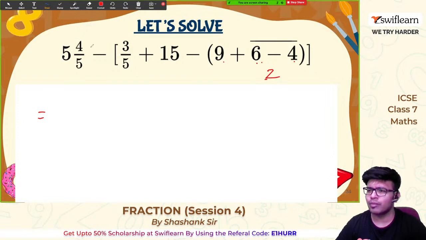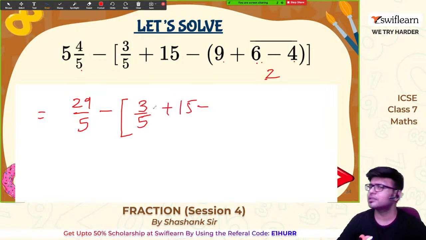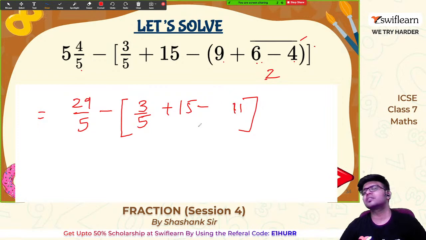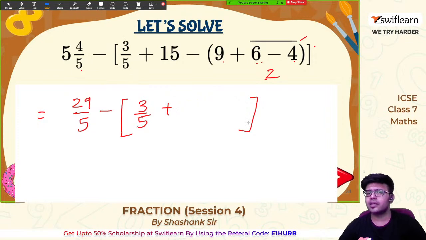Okay, so there is no harm in converting this to an improper fraction. 5 fives are 25. 25 plus 4 is 29 by 5 minus, in square bracket, 3 by 5 plus 15 minus, just now we have solved the round brackets. 9 plus 2 is 11, and this bracket is removed, the square bracket is there. Now solve everything inside the square bracket. So 15 minus 11, how much is that? 15 minus 11 is 4. So I am going to write here, guys, it is 4.